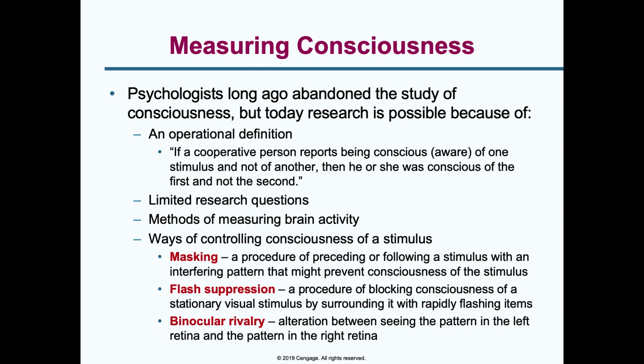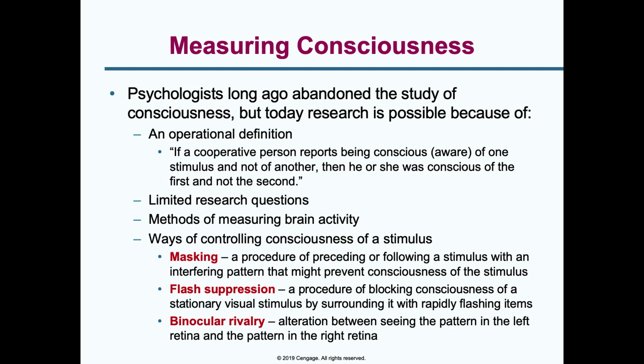Now, remember, what we talked about in a prior chapter is that an operational definition is one that tells how we measure something, but doesn't actually tell what that concept is. It's just how we're going to measure it. Okay. So for consciousness, the operational definition talks about a cooperative person reports being conscious or aware. A good word to think of when you think of consciousness is awareness of one stimulus and not of another. Then he or she was conscious of the first and not the second, meaning stimuli.